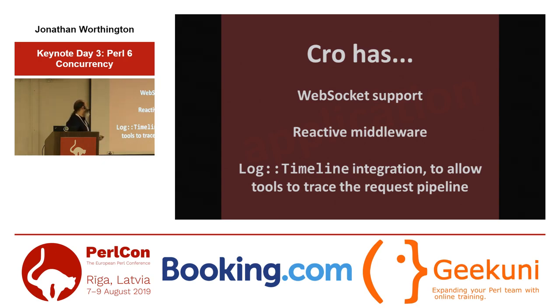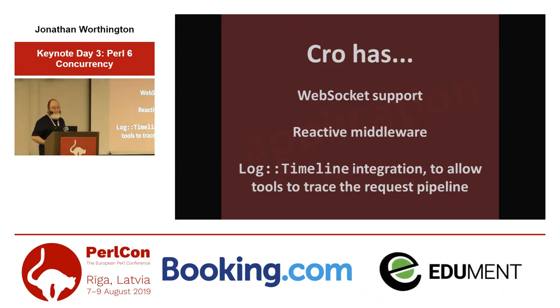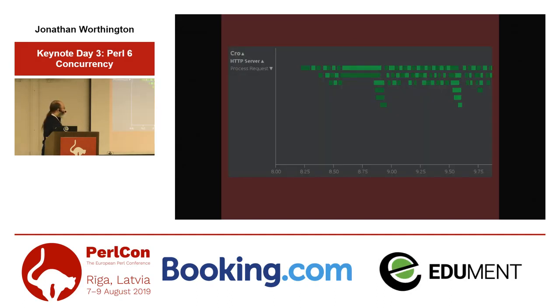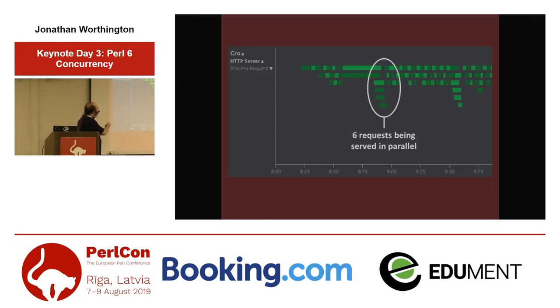It also has integration with a module called Log::Timeline, which is something that I built fairly recently. Log::Timeline lets us build tools that let us get insight into the processing pipeline. So I can see things like this. Okay, we have request processing, and I can immediately see that we have up to 6 requests being processed in parallel there. The lanes of the same color are showing us things that happen in parallel.